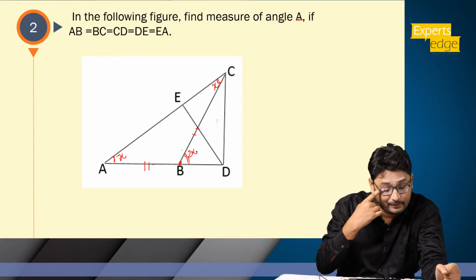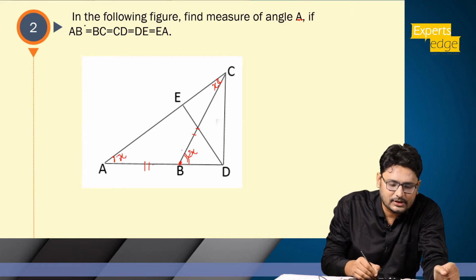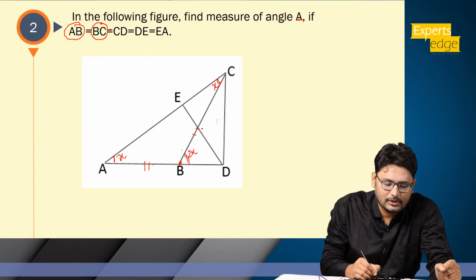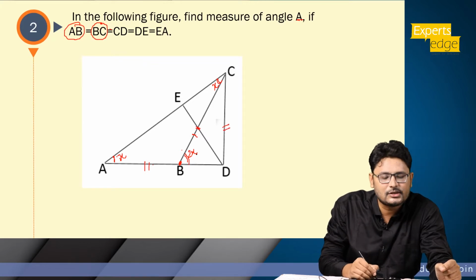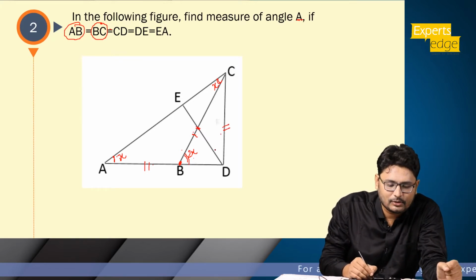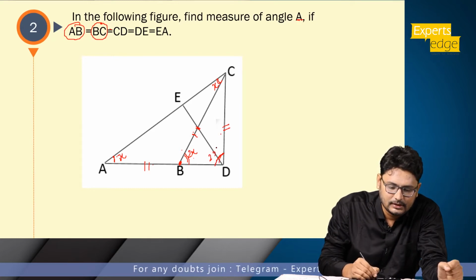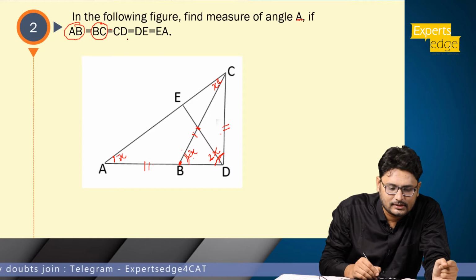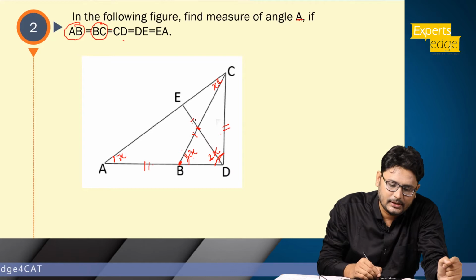Now, if this is 2X, I know which two sides I have used: AB is equal to BC. Three more to go. Now use CD. CD should be equal to BC, right? So if this is BC and this is CD, then in this triangle the opposite angles should be equal. If opposite to CD it is 2X, then opposite to BC this angle should also be 2X. So this angle should be 2X. Now CD is equal to DE. This CD is also equal to DE.